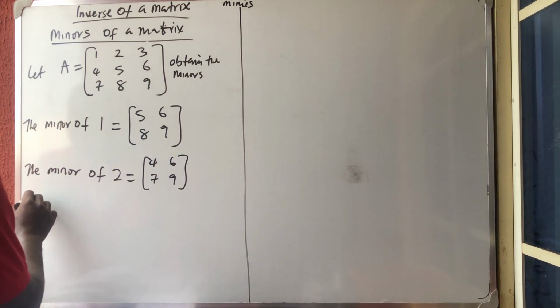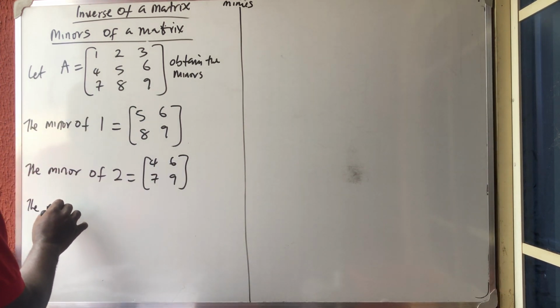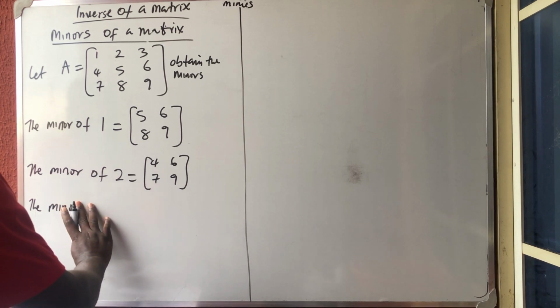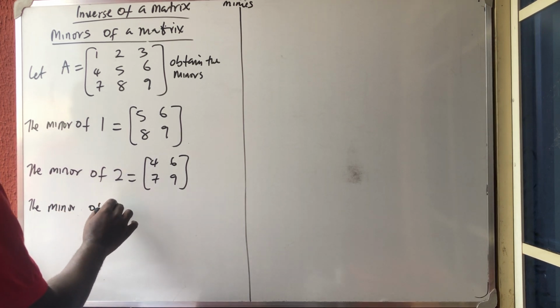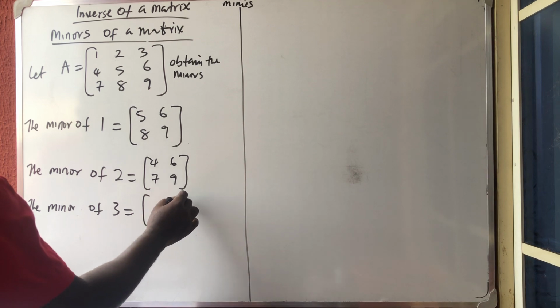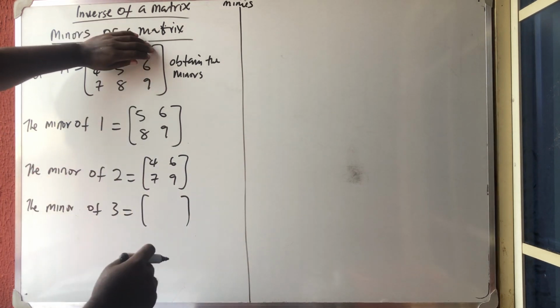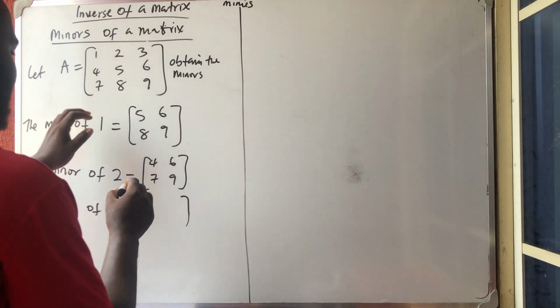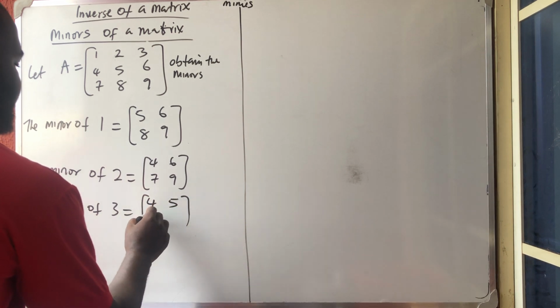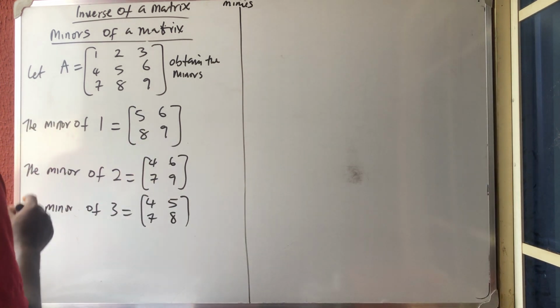Okay, the minor of 3. Look at 3. You close the row and the column under 3, I'm left with what? 4 5 7 and 8. Very simple. So let's go to the next one.